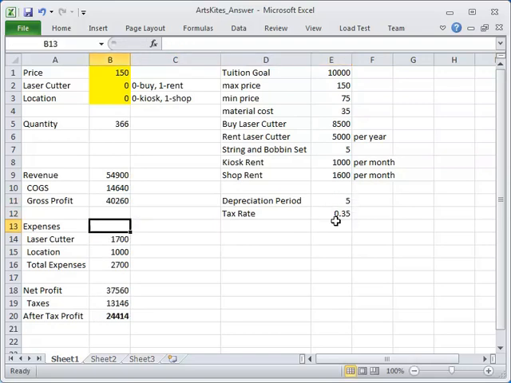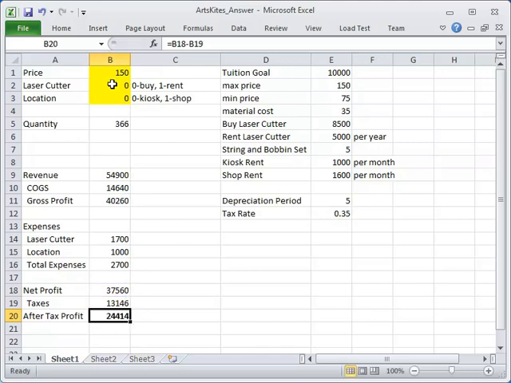So I have my total expenses as my laser cutter plus my location, and my net profit is my gross profit less my total expenses. And finally, we have my taxes. Now, I assumed a tax rate, and because I assumed it, I documented it over on the right. Again, if it turns out that the person is paying less taxes or more taxes, they can change the tax rate and the model will change automatically. And my after-tax profit is my net profit minus my taxes.